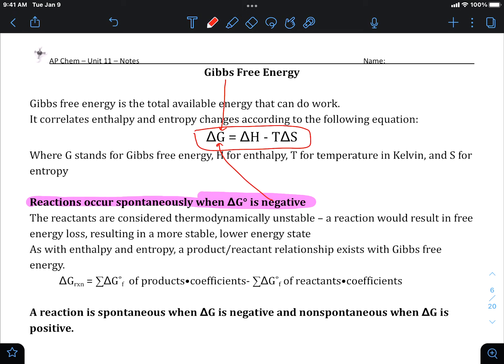So, if you went through and you calculated delta H and delta S, you're going to plug those values in, you're going to multiply the delta S by the temperature, and then you're going to subtract from delta H. If the resultant value is negative, then yes, you have a quantifiable spontaneous reaction.